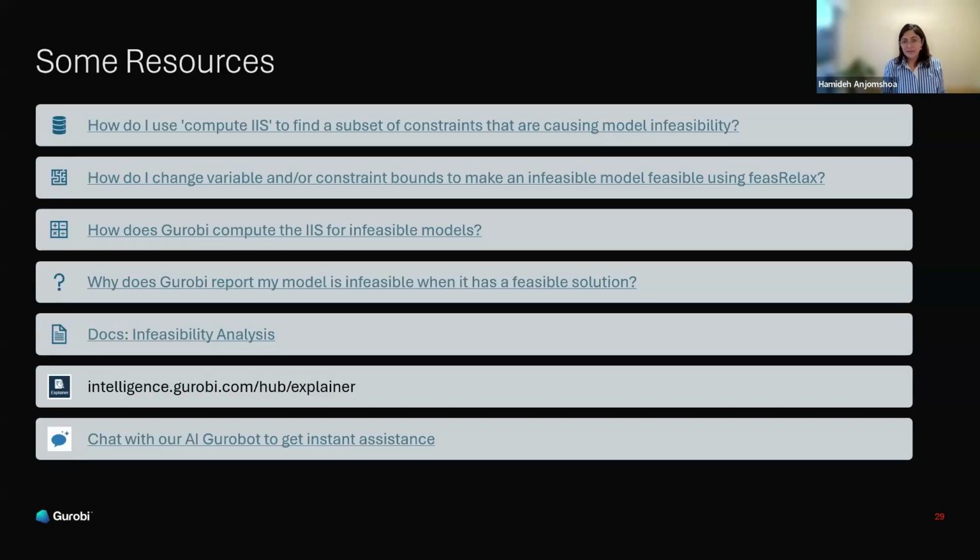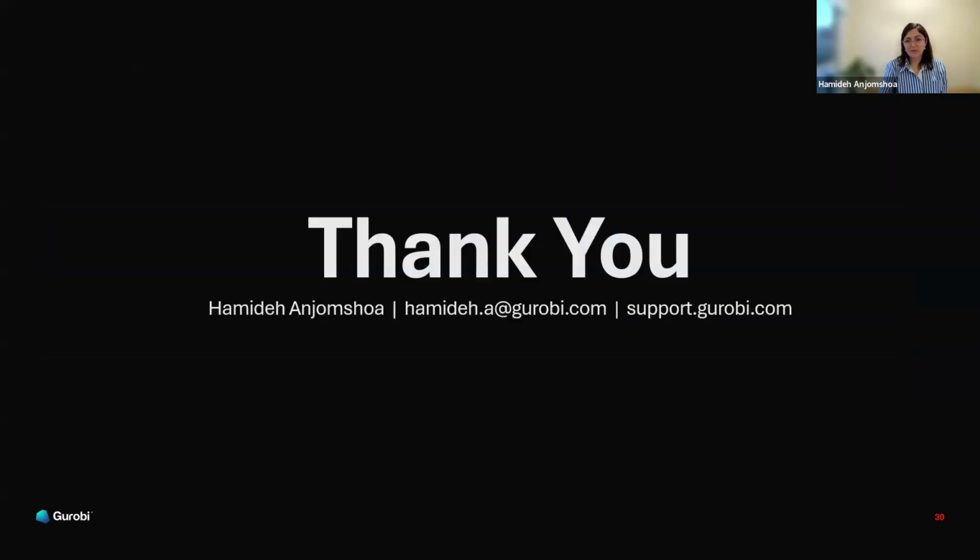These are some of the resources, and I'm happy to share slides with anyone who is interested. I also added the Intelligence Hub and the explainer, so just ask. I heard lots of good things about GuruBot. I was at a customer workshop, and at the end, one of the optimization experts said GuruBot was her best friend the whole year. Have a go. I hope it will be useful for you.